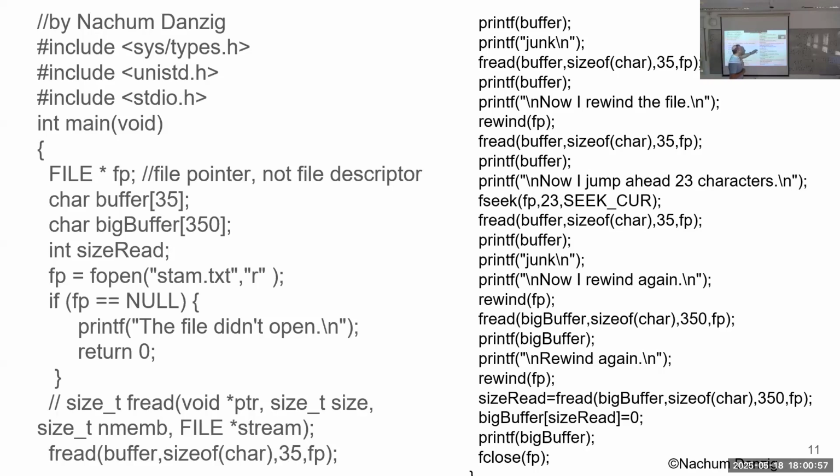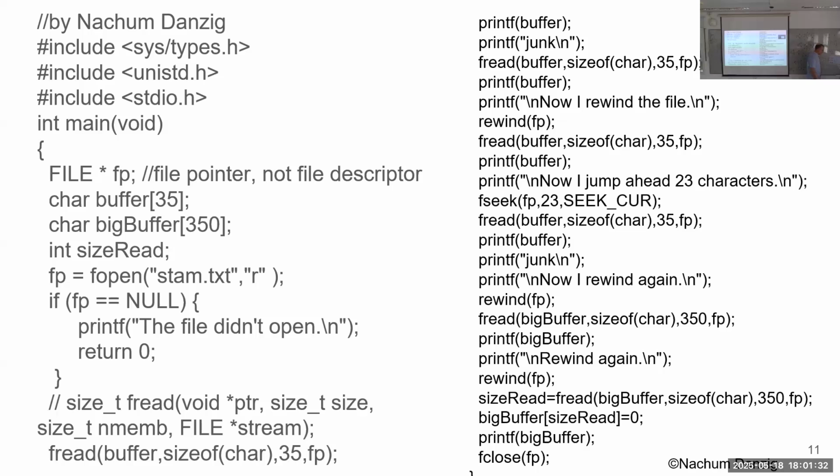And now I do a whole bunch of things. Let me minimize this. First thing I do is I print the whole buffer. Then I print the word junk, just to show that I finished printing the buffer. Then I read. Well, what am I doing there? I'm reading from the file into the buffer. And then I print the buffer again.